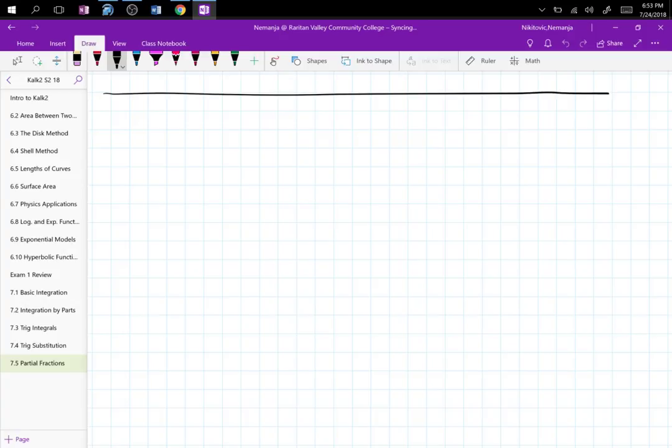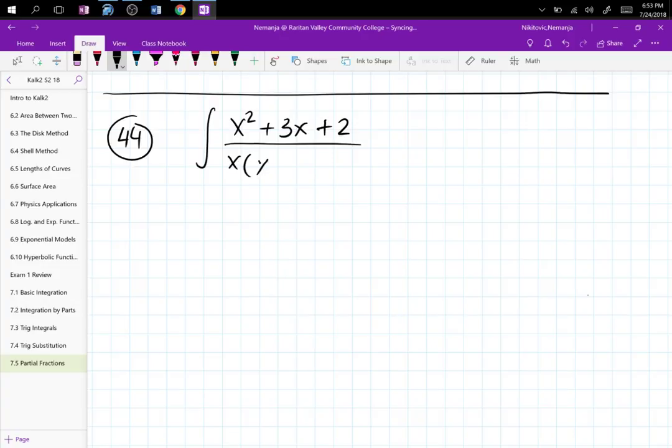All right. So what do we have? Let's do one of these simple, irreducible quadratic factors. That sounds cool. Problem 44. Now let's do the whole spiel over here. So problem 44, we have the integral of x squared plus 3x plus 2 divided by x, open parenthesis, x squared plus 2x plus 2, close parenthesis, and then dx.